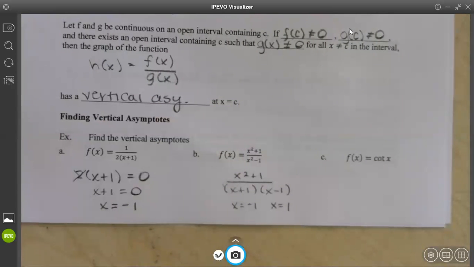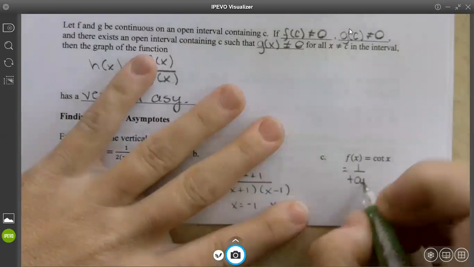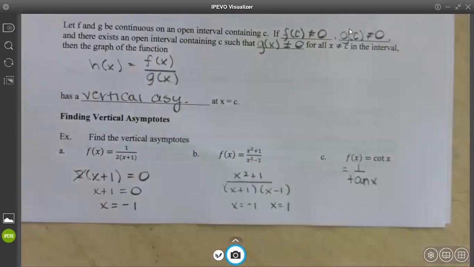What is cotan? Okay, we're not doing triangles. What is cotan? We're not doing triangles. It's the opposite of tangent, right? So it's 1 over tan. So this is 1 over tan. It's okay. It's 1 over tan.